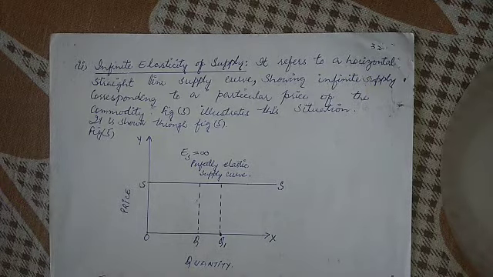So what we have learned now: elastic, inelastic and unitary elastic supply. Supply is said to be elastic when elasticity of supply is greater than 1, and supply is said to be inelastic when elasticity of supply is less than 1, and supply is unitary elastic when elasticity of supply is equal to 1.